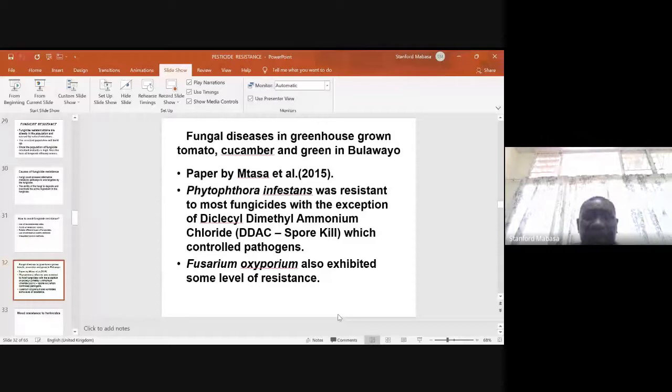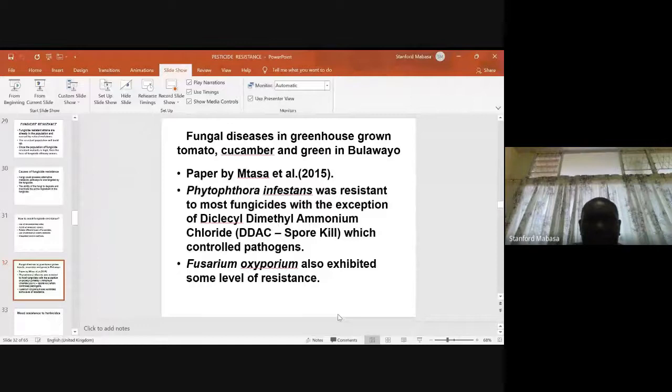Yeah, I could not get a good example where fungal disease control was lost due to a breakdown, due to a build up of resistant populations. I could not find that good example which shows that fungicides are no longer working.